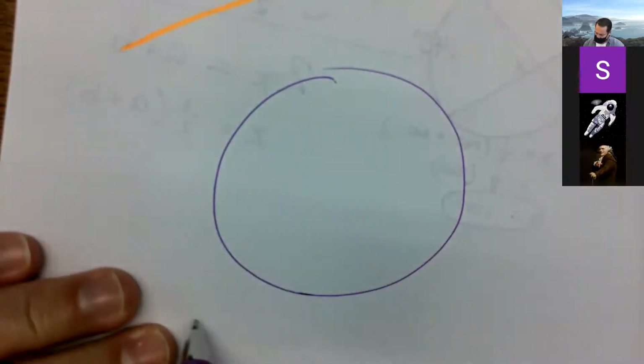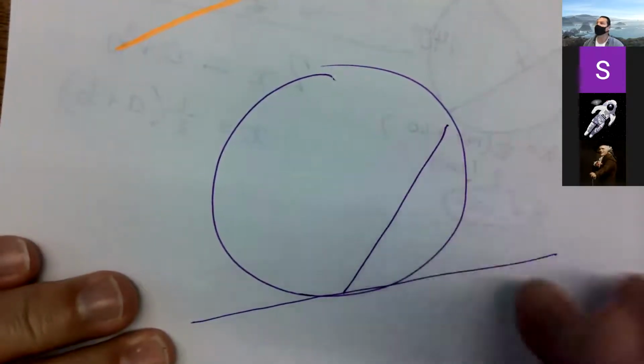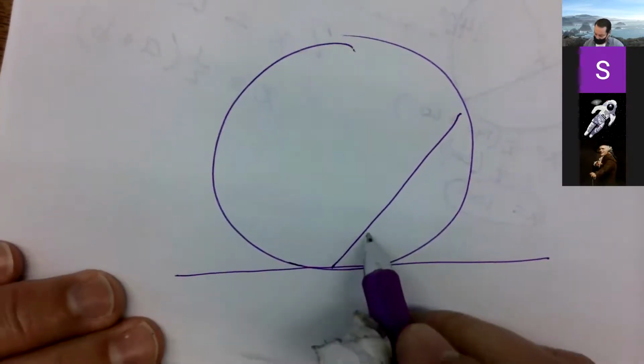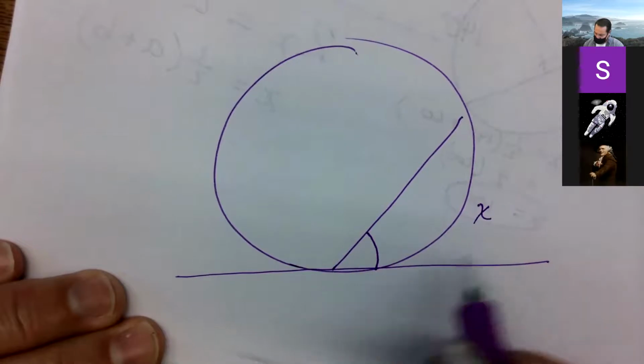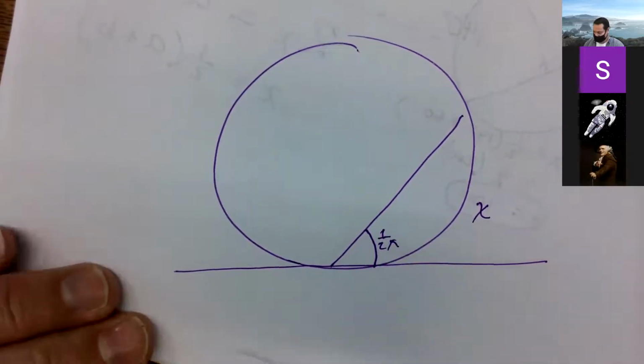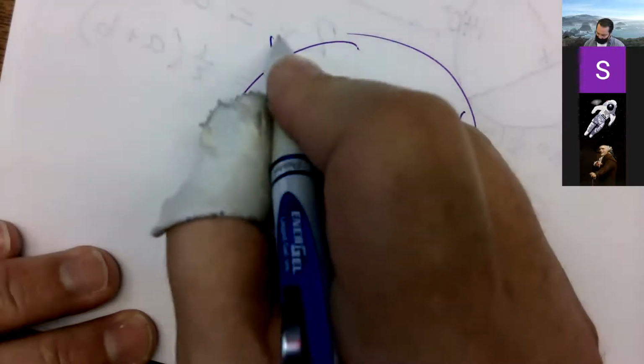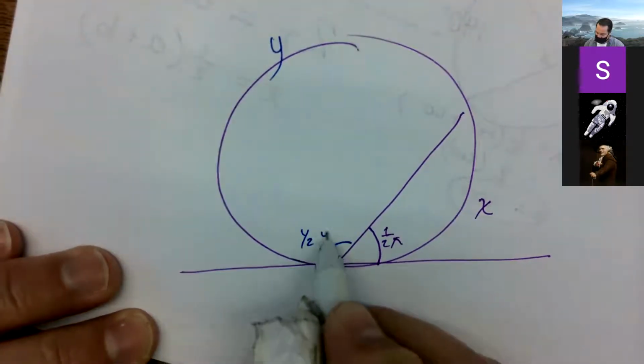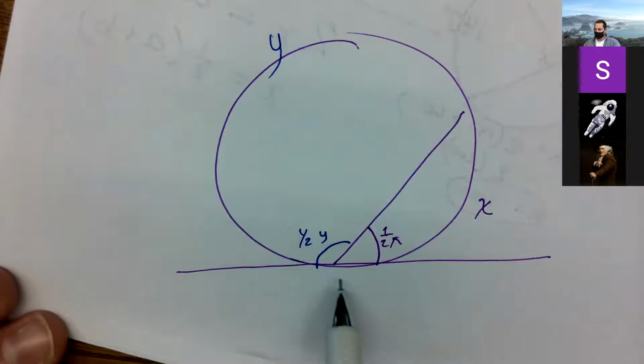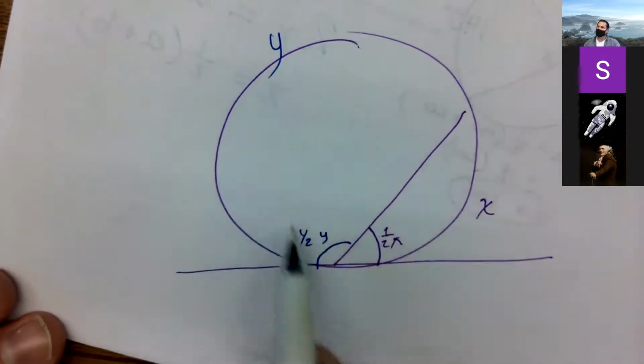It's kind of hard to see because there's so much imagery on there. So if I've got a tangent and a chord, if this is X, this is 1/2 X. And if this is Y, this is 1/2 Y. It's just an inscribed angle, just pushed all the way to the end. And what's the sum of X and Y? 360, which makes sense. It's all the way around. And what's the sum of 1/2 X and 1/2 Y? Doesn't that make sense too?